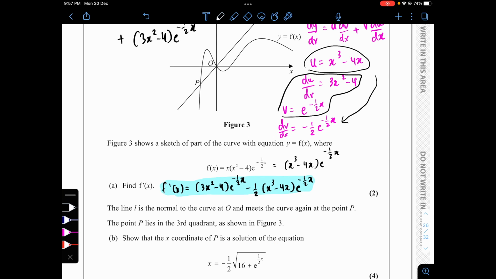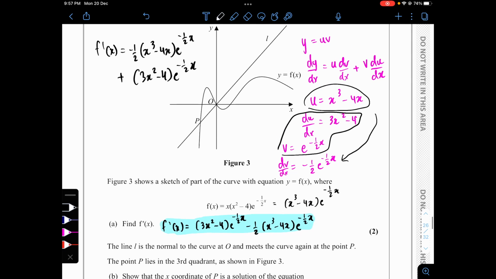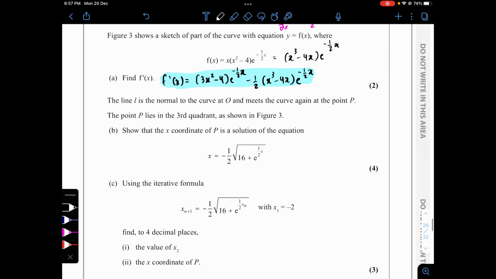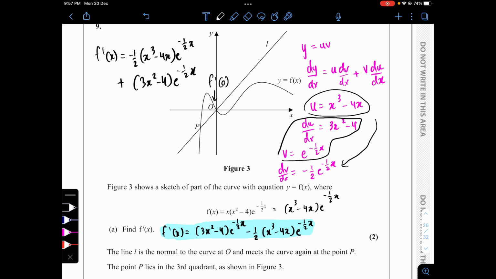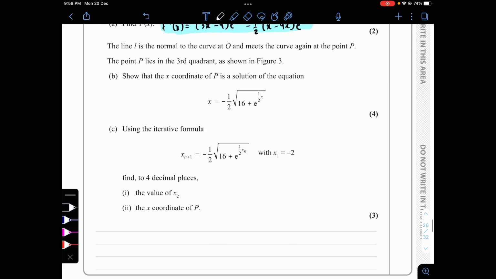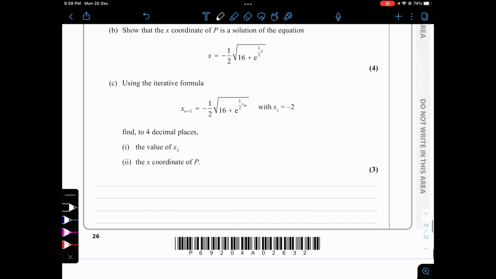Okay, so in order for us to do this, we need to first find out the gradient, right? We need to find the gradient of f of x at 0. And then we have to take the perpendicular of it to find the gradient of line L, right? So let's do that. So part B.